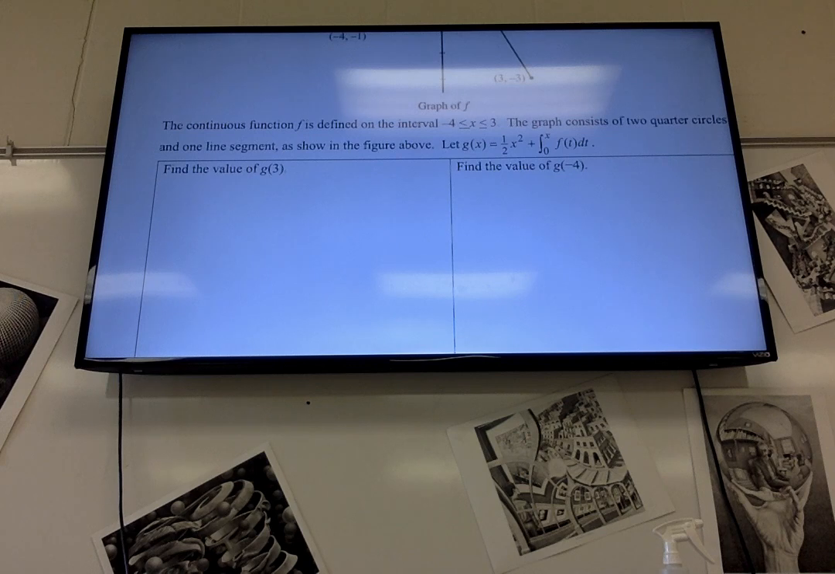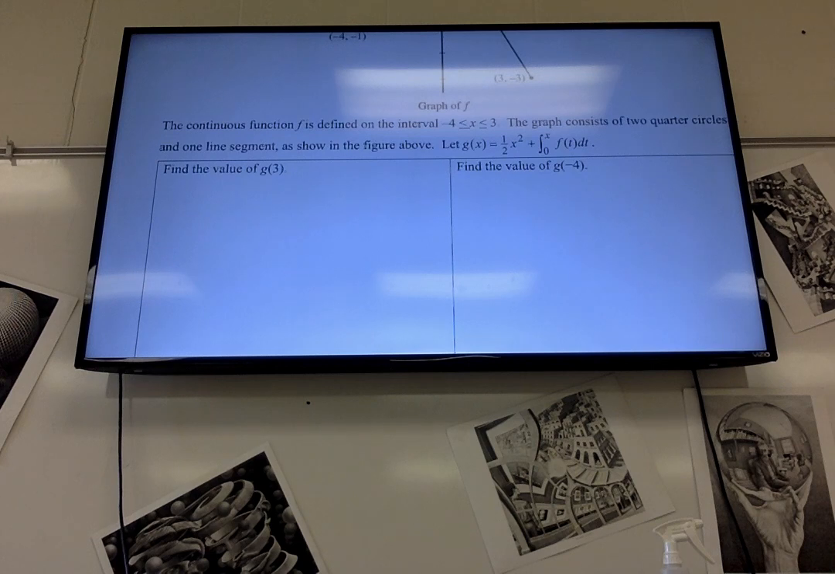So on page 592, the continuous function f is defined on the interval. How is this continuous? It's not. Well, it just told me it was. From -4 to 3, it's continuous. It's not differentiable, but it's continuous. Meaning there's no holes in it or anything like that. The graph consists of 2 quarter circles and 1 line segment, as shown in the figure above. And then it gives you the equation for g of x.